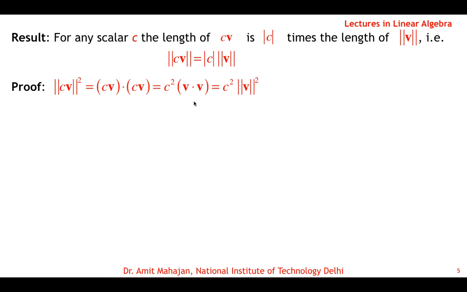Okay, so if we take the square root on both sides, then immediately we have that the norm or length of the vector cv is modulus of c times the length of v. Because length is a non-negative quantity, we have to take the modulus here.